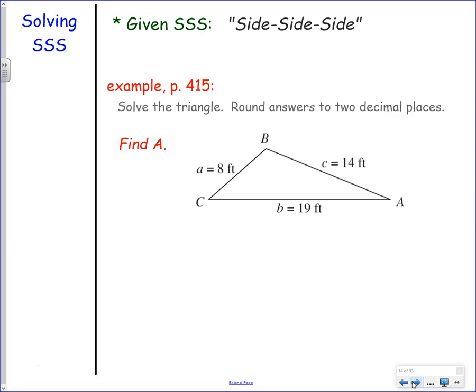Because we have sine of big A over 8, sine of big B over 19. We could do sine of big C over 14, but the problem is we have 2 unknowns. We can't solve for that. So we're not going to. We're going to say, there's another way to relate it without law of sines.